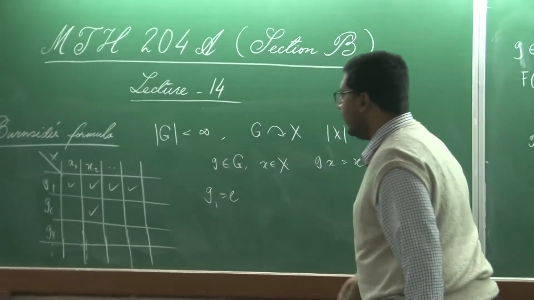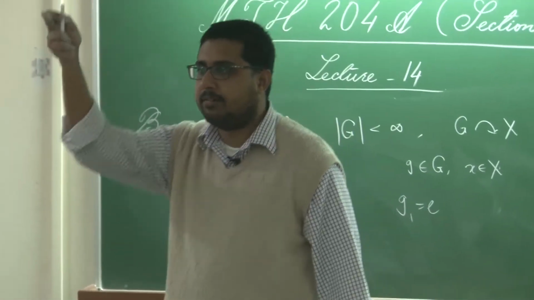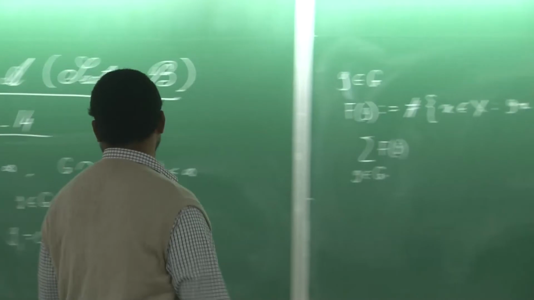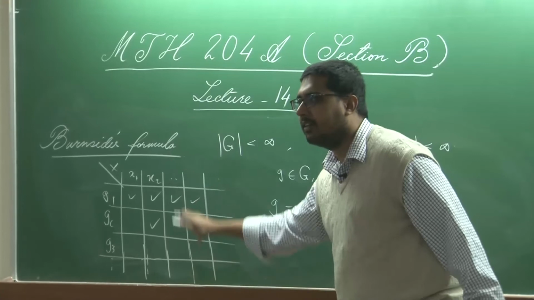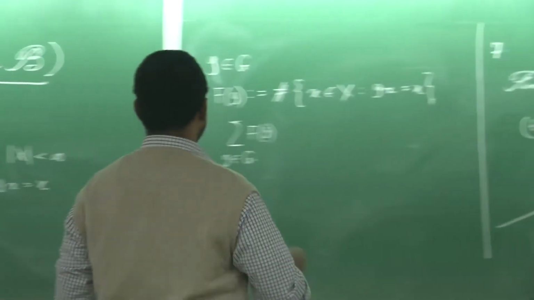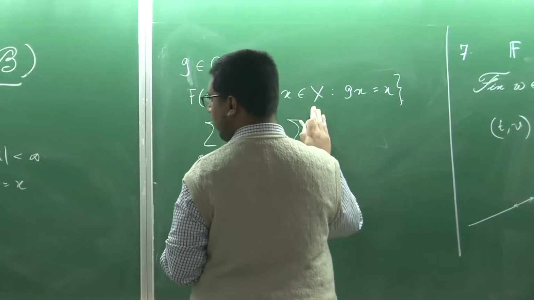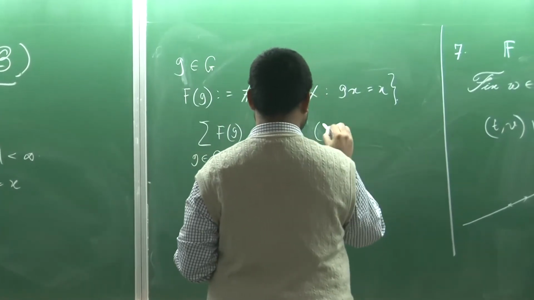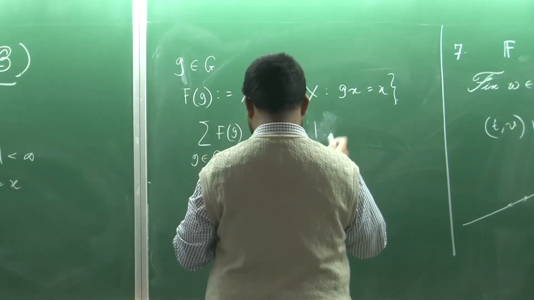Similarly column-wise, what is the first column? How many ticks are there in the first column? That is the number of group elements which fix x1, which is exactly the order of its stabilizer. So in each column, the number of ticks corresponding to x is exactly the order of its stabilizer. Thus column-wise we must have the sum over x of the order of the stabilizer of x.